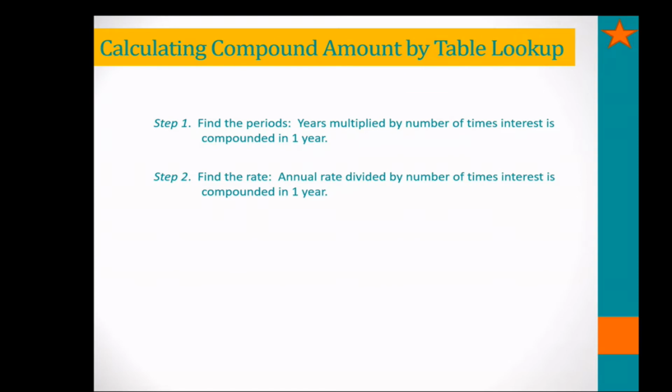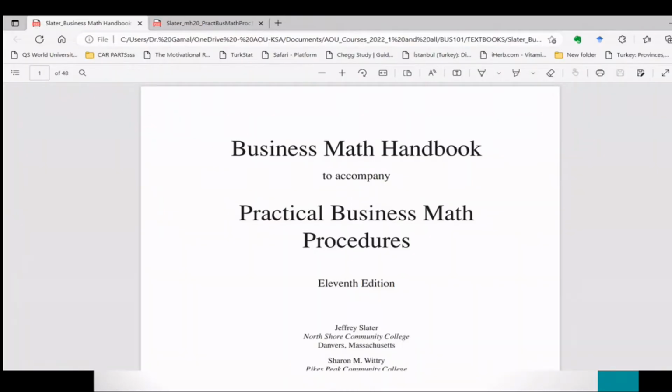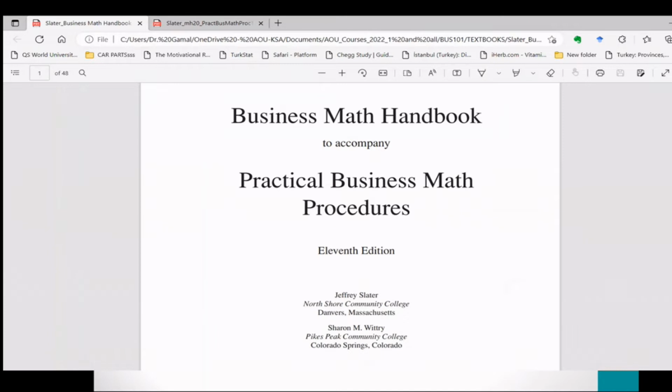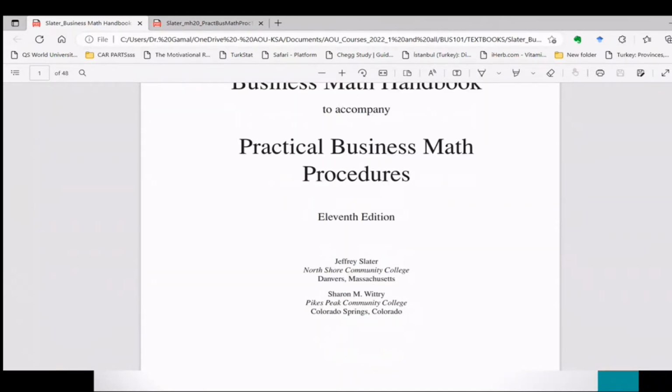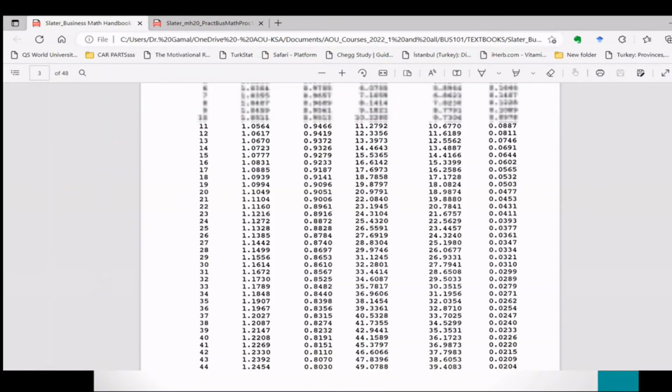Let's take an example. First step, find the periods, as we said before, how many periods, and step 2, find the rate. Then go down to the table. You can find it free on the internet. This copy is available on the internet. Practical Business Math Procedures. This is a business math handbook to accompany the book Practical Business Math Procedures. This is just a sample table.